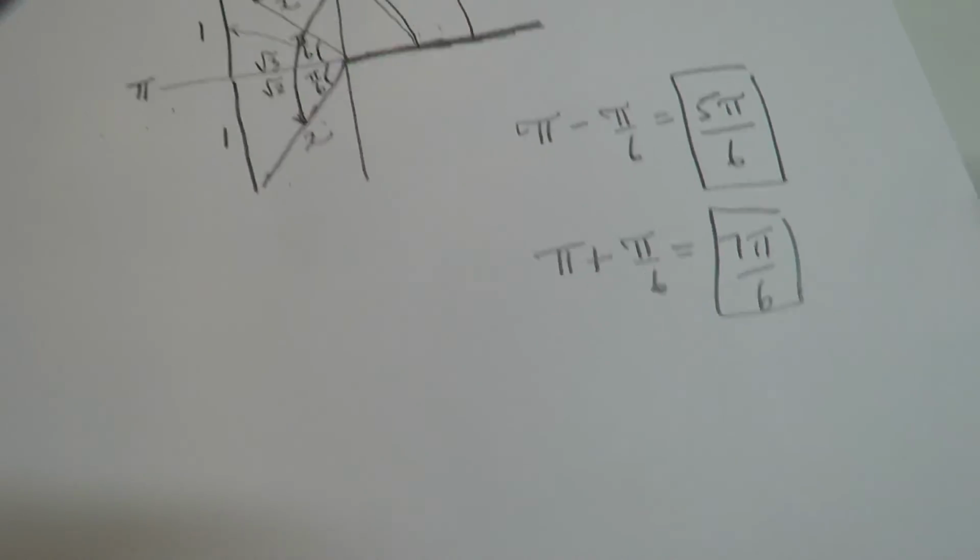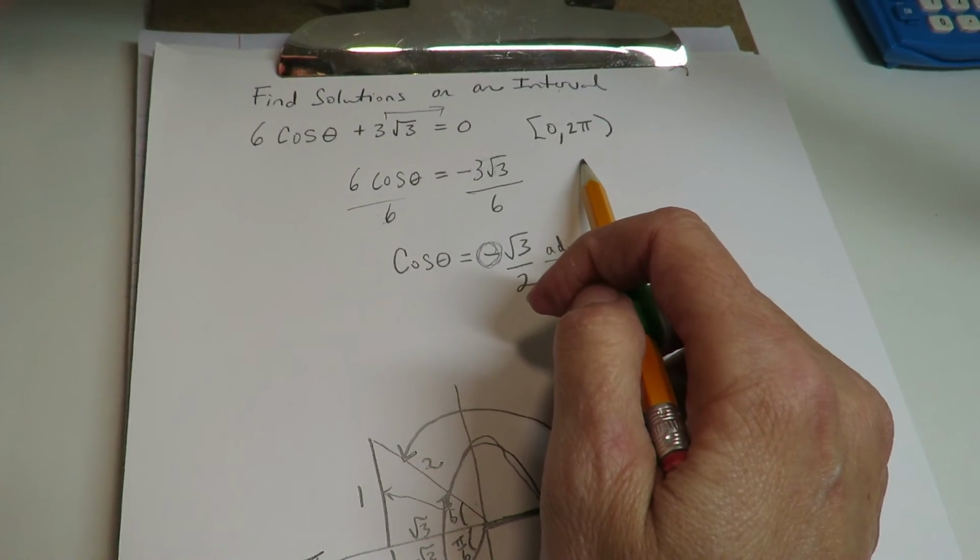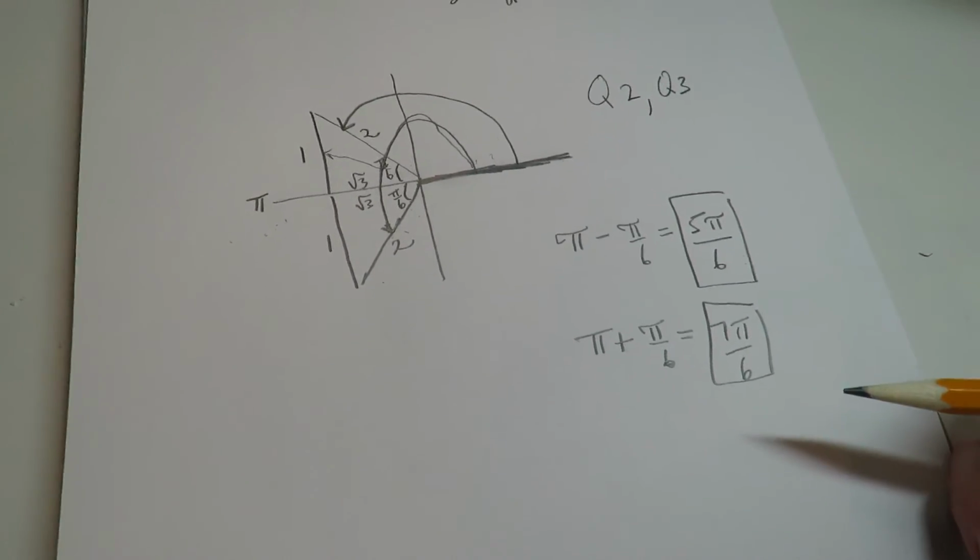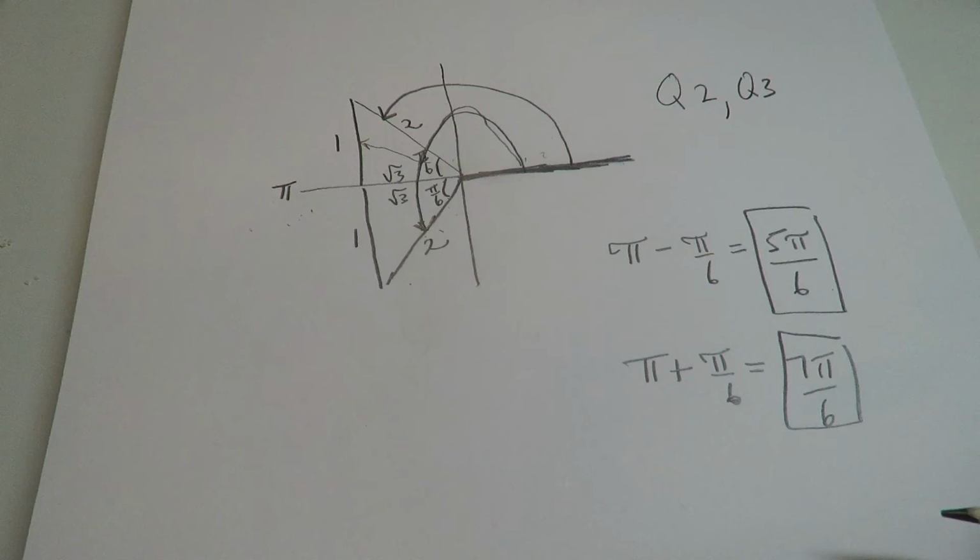So that is what they're asking. They want to find solutions to this trig equation on 1 revolution, and those solutions would be 5 pi over 6 and 7 pi over 6.